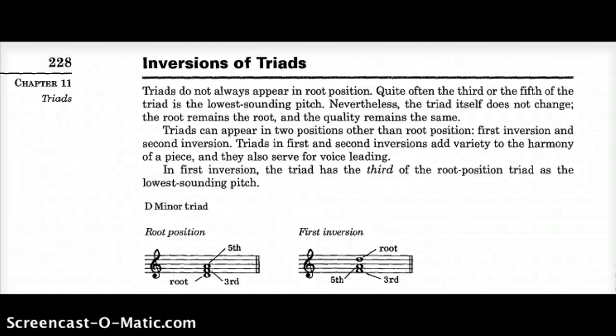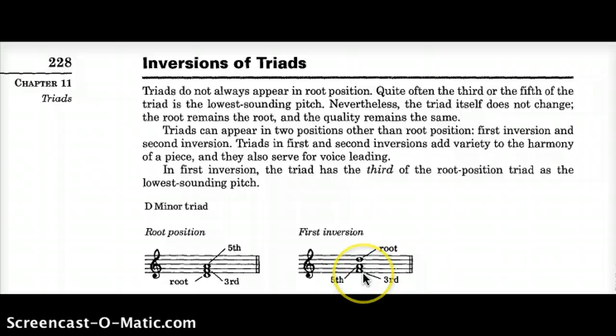Inversions of triads. Triads aren't always stacked in thirds. They're not always in root position. Sometimes the third is on the bottom, sometimes the fifth is on the bottom. So as you can see here in this example, that's in root position. It sounds like this.